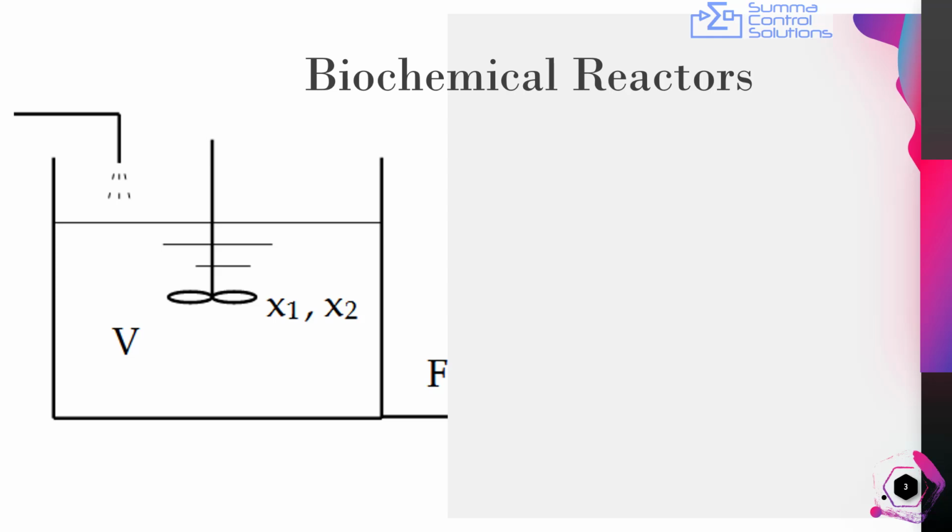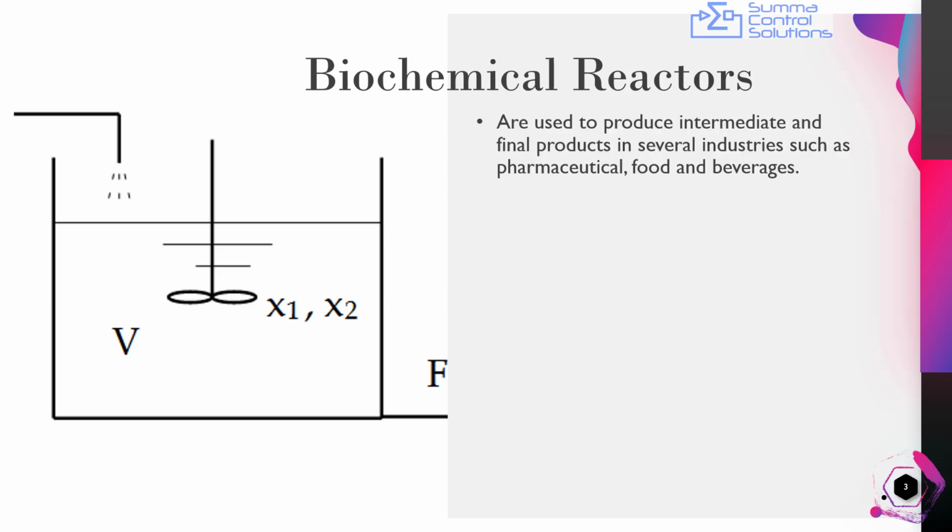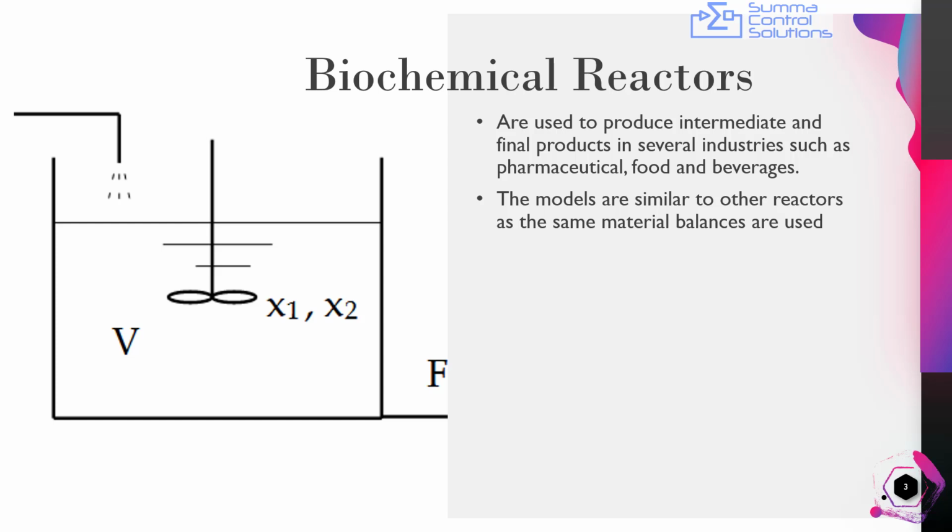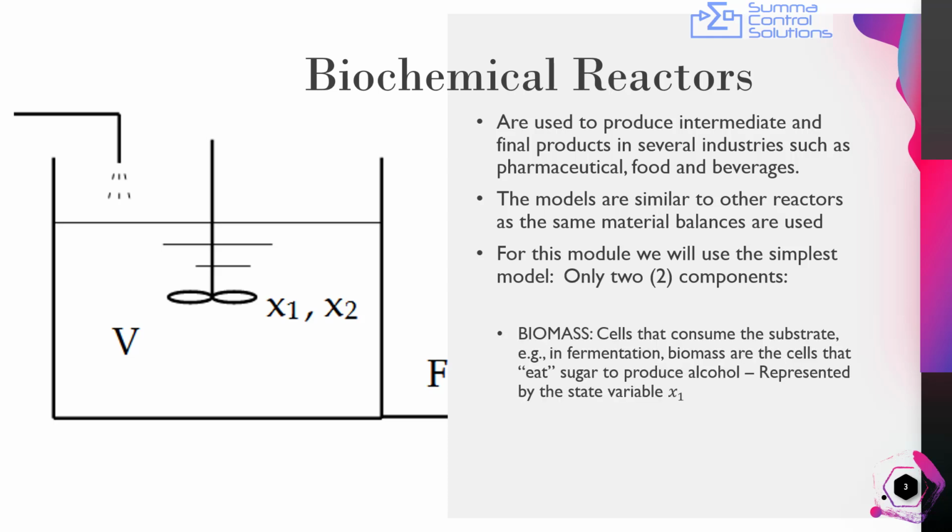Biochemical reactors are used to produce intermediate and final products in several industries such as pharmaceutical, food, and beverages. These models are similar to other reactors as the same material balances are used. For this module, we are going to use a very simple one using only two components: the biomass, that are the cells that consume the substrate. For example, in a fermentation, biomass are the cells that eat the sugar to produce alcohol.